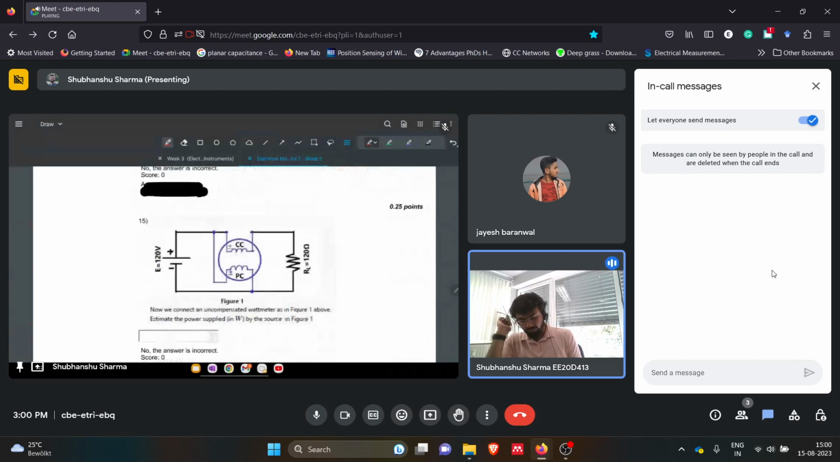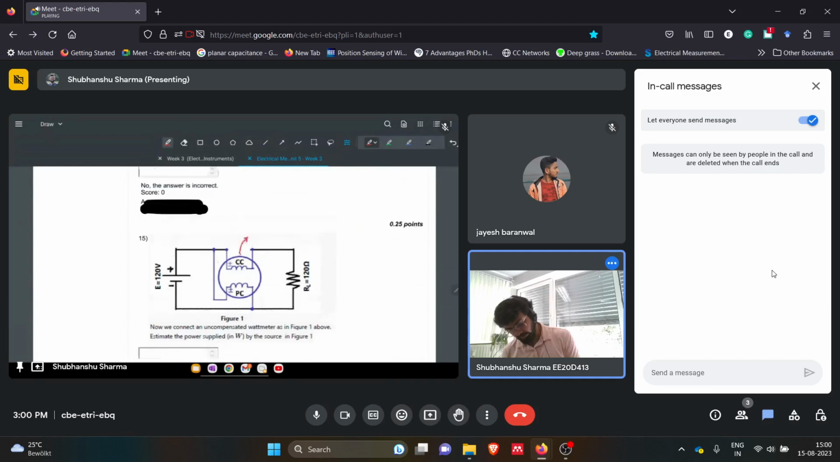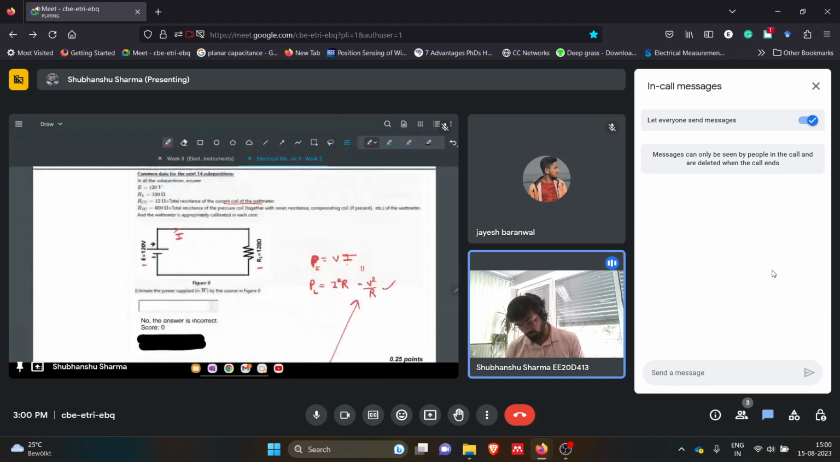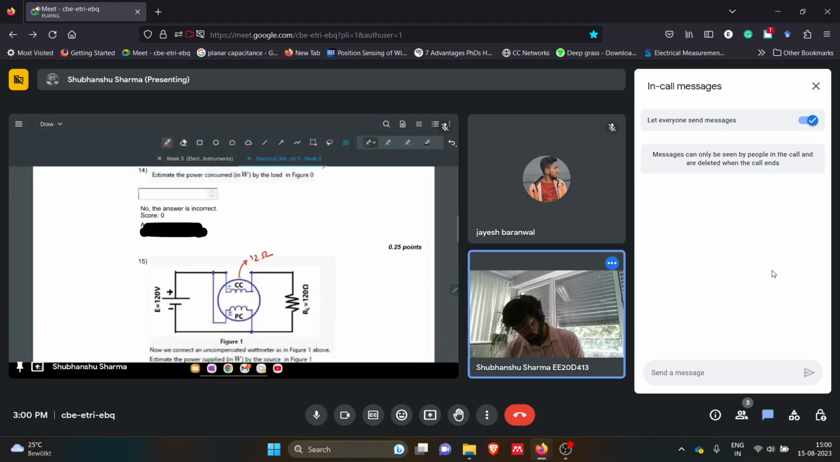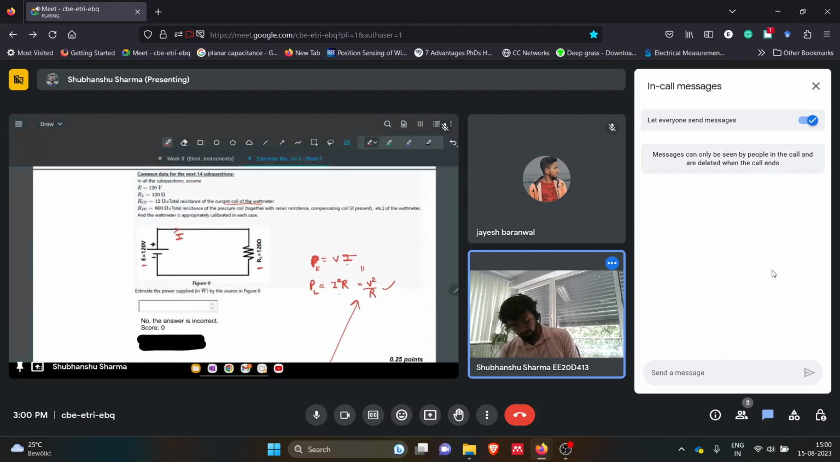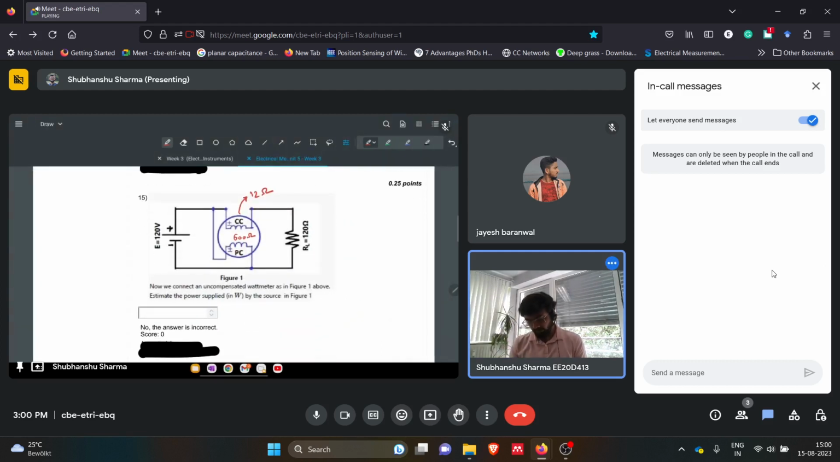Now the next question: they have attached a wattmeter between these two. So now what will happen, this CC has a resistance of 12 ohms, and this PC is 600 ohms. Now they are asking, now we connect an uncompensated wattmeter in figure 1 above, estimate the power supplied by the source.